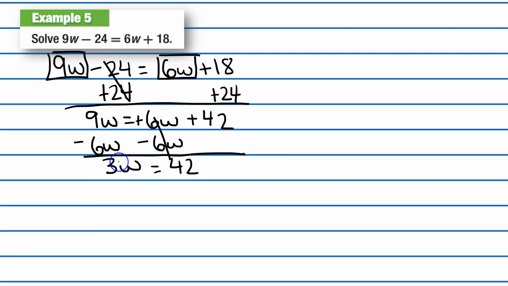Now I'm going to go ahead and box my w, because I want my w by itself. We have 3 times w. The opposite of times is division. So I'm going to divide this side by 3. And if I divide one side by 3, I have to divide the other side by 3. That gives us 1. So w is equal to 14. And there we go.